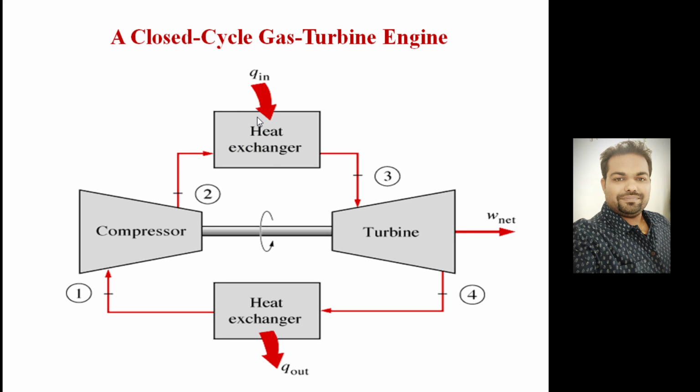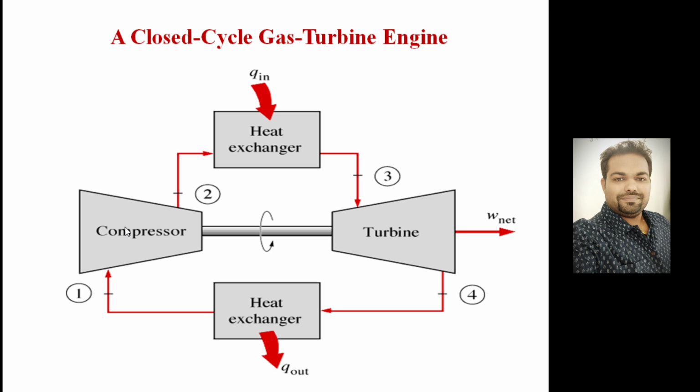They will simply heat the working fluid. That means the working fluid will not undergo any kind of phase change. So the same working fluid will be circulating back and forth. We need to take the air from outside and reject the combustion products out of the cycle. So we are using two heat exchangers. One is for heating and one is for cooling.